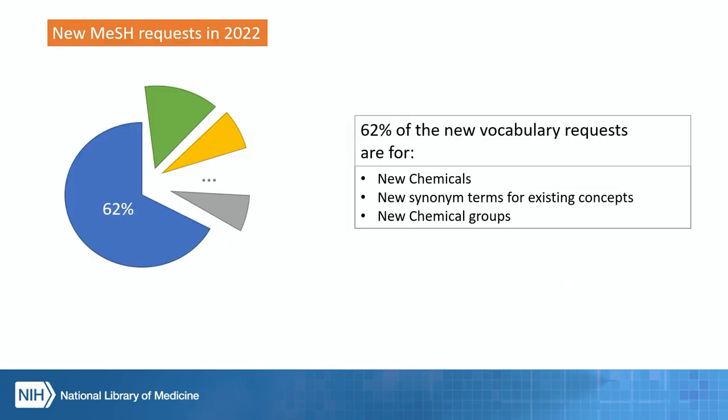Last year in 2022, of course, we all know the challenges of having to do curation for all the influx of articles that come in. So they need support. We have fewer human resources trying to do this work, and a lot more articles to get the work done on. 62% of all the vocabulary requests last year were on chemicals and chemical subgroups, or new synonyms for existing concepts. This is where we came in.